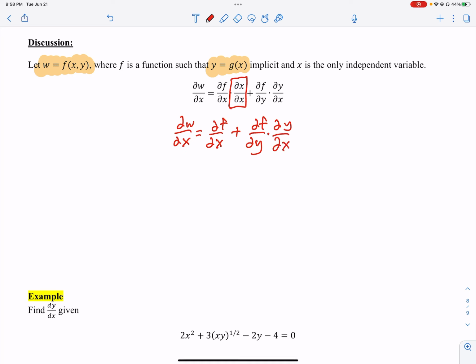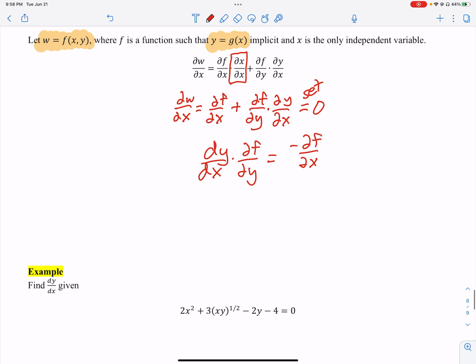So we have that formula now, and what I'm going to do is set this equal to 0, and we're going to solve for dy/dx. If I solve for dy/dx, I still have that times the partial of that, and I would subtract the partial of f with respect to x, and then divide. So dy/dx, not partial, is equal to negative the partial of f with respect to x divided by the partial of f with respect to y.